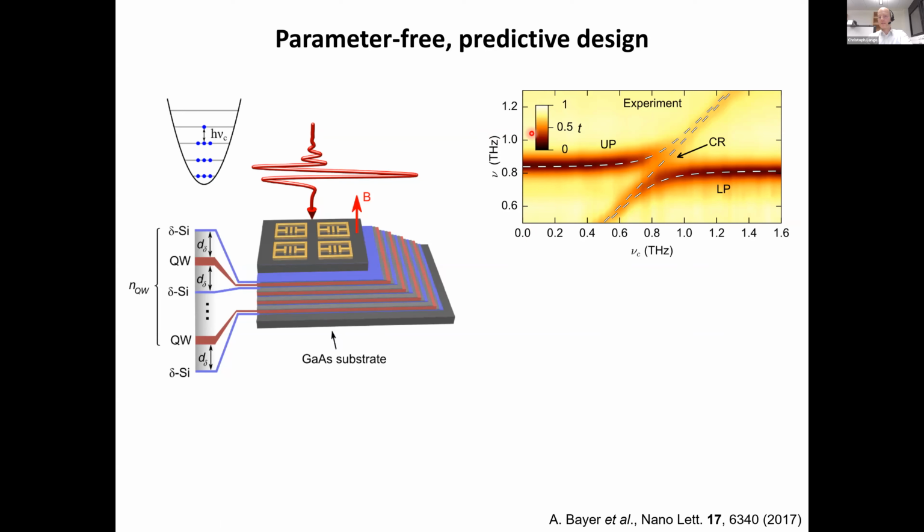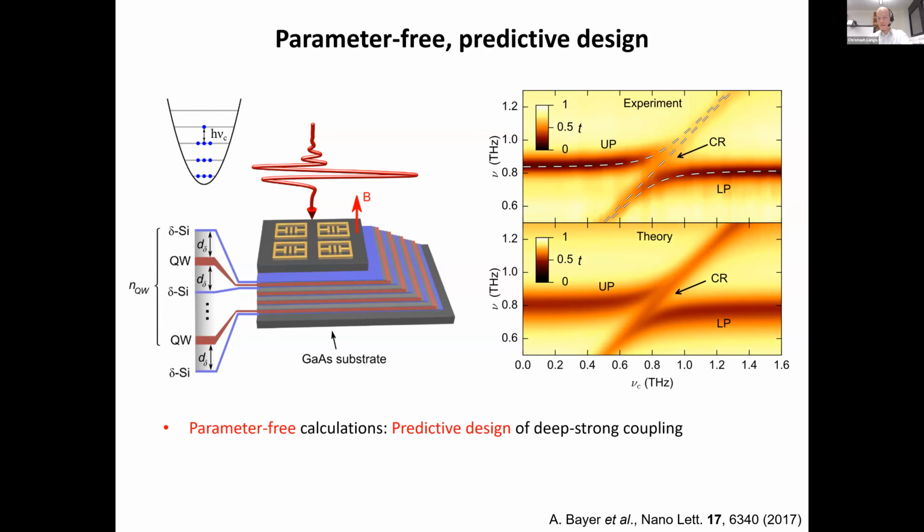This one here is with the cyclotron resonance turned off. We see the bare resonator mode at about 0.82 terahertz, and then we can shift the cyclotron resonance frequency into resonance with the resonator, which leads to this anti-crossing signature and the emergence of the two polariton states, the ultra-strongly light-matter coupled state.